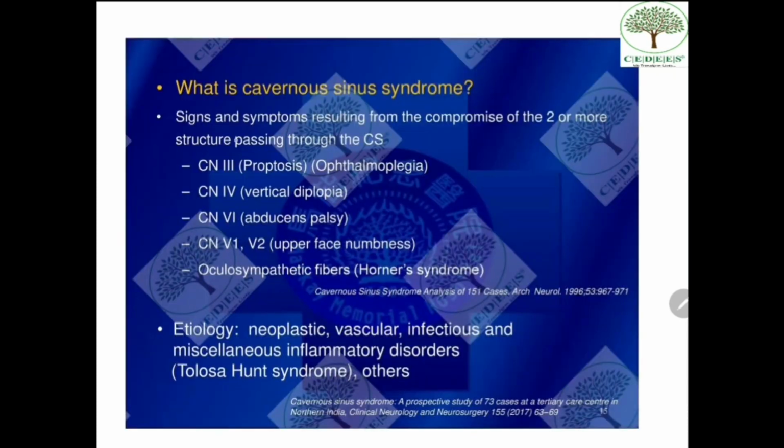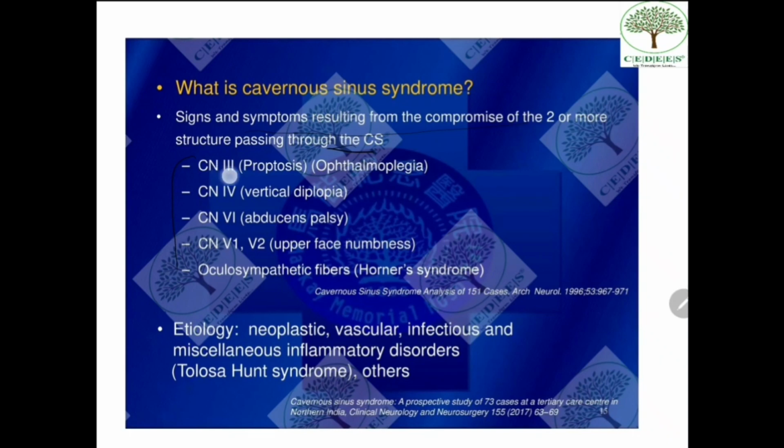So basically if any of these structures get damaged, it will be called cavernous sinus syndrome. It is signs and symptoms resulting from compromise of 2 or more structures passing through the cavernous sinus. So any 2 or more than 2 structures, if they are involved due to any reason, then it will be called the cavernous sinus syndrome.